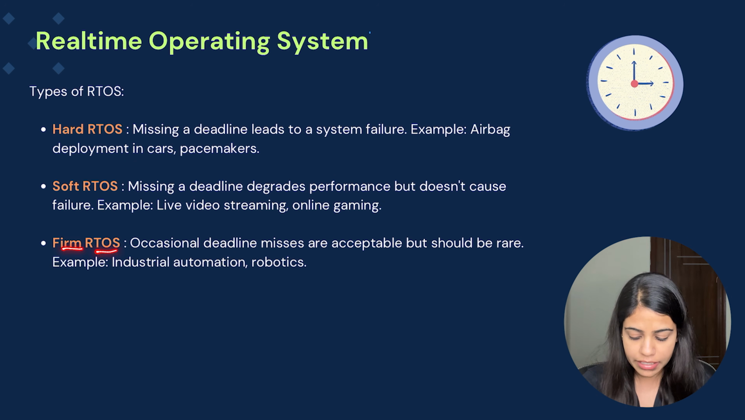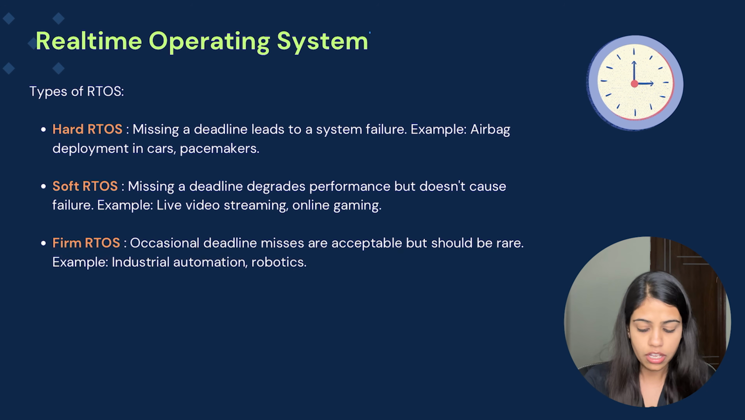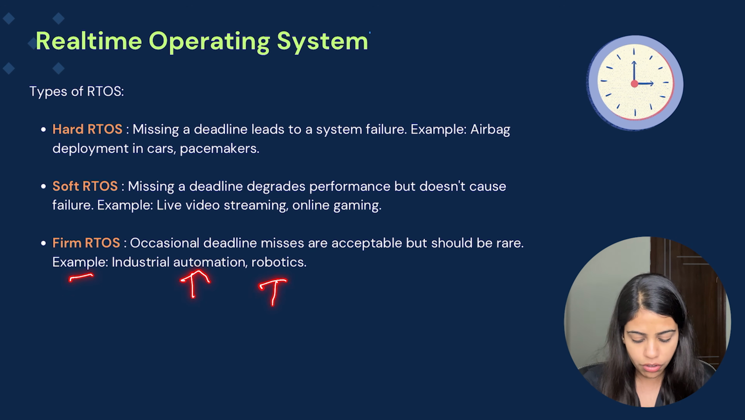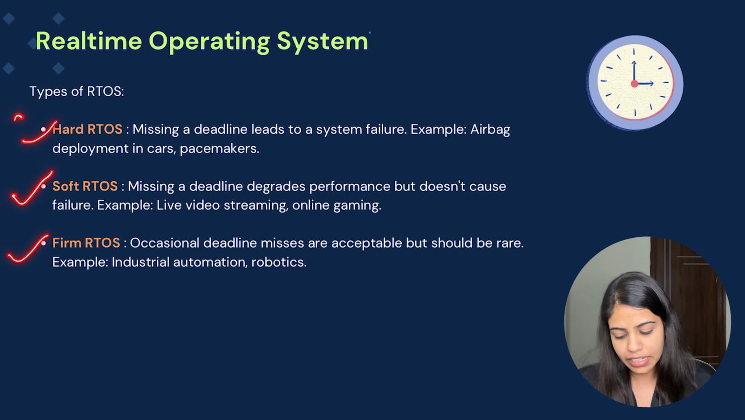Coming to the firm RTOS, occasional deadline misses are acceptable but should be rare. The examples are industrial automation or robotics. So in robots also there could be an occasional failure, and that is acceptable, but it shouldn't be very frequent. It should be very rare. So these are all the types of real-time operating system.